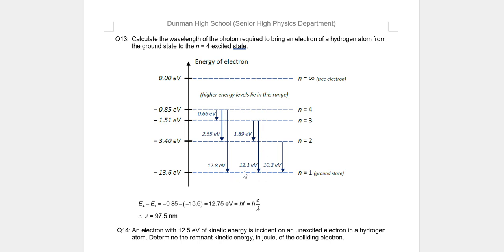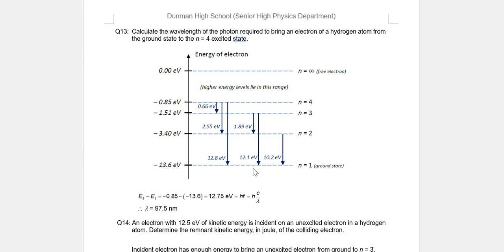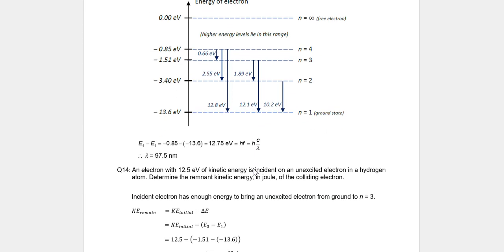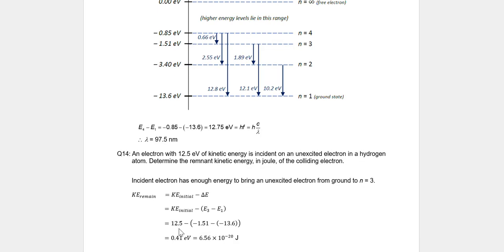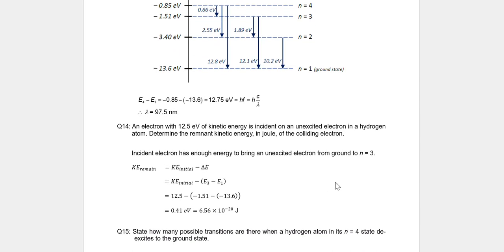1 to 3 requires 12.1 eV. You can work it out as E3 minus E1, since I can only jump to E3. You'll get some value, and then the leftover energy is whatever energy the electron has left after passing energy to the unexcited electron. So it passed this amount of energy to the unexcited electron, and this is what you have left, right? State how many transitions are there when hydrogen in n equal 4 state de-excites to the ground state. I'll pause a while and try.